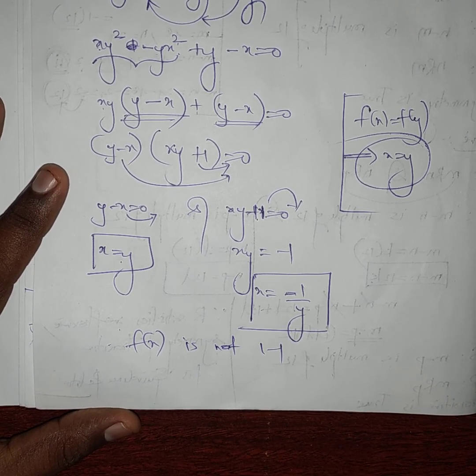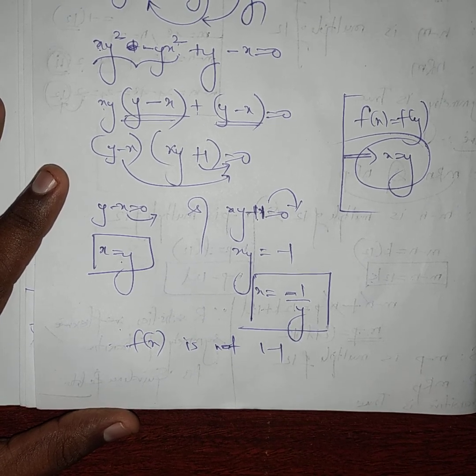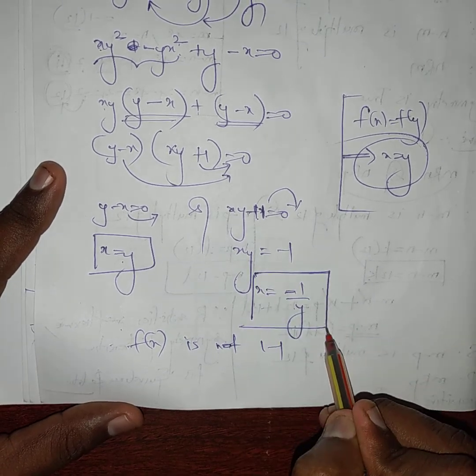But if f of x is not one-to-one, then we need to show with some examples why it is not one-to-one. It is better for us. So why is it not one-to-one? Because of this one, a problem is created here.